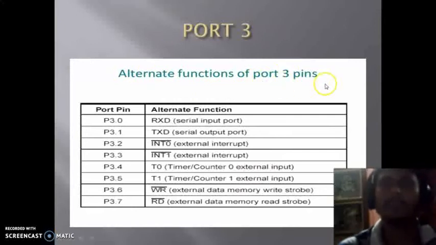And the alternate functions of the port 3 pins: P3.0 can be used as RxD, and P3.1 can be used as TxD. For serial communication, this RxD and TxD are used. P3.2 is used for INT0 bar, that is, the external interrupt occurs through this pin. And P3.3 is INT1 bar, the external interrupt occurs through this pin. And P3.4 is used as T0, means timer counter 0 external input. And P3.5 is used as T1, that is timer counter 1 external input.